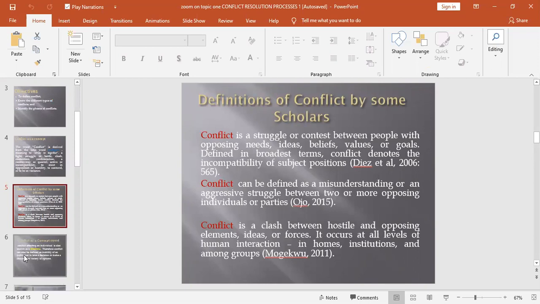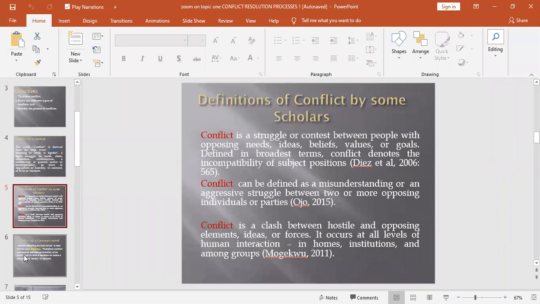So before we define what conflict is as the norm in the academia, you have to first look at other definitions that have been proposed by other scholars in the field. So we are going to look at three definitions of conflict as proposed by three scholars. And the first definition is that of Visser et al. Et al. means and others. And they define conflict as a struggle or contest within opposing needs, ideas, beliefs, values, or goals. They define it as an incompatibility between subject positions.